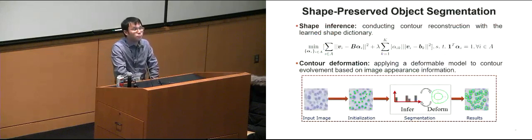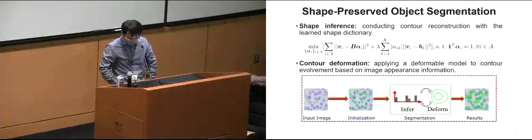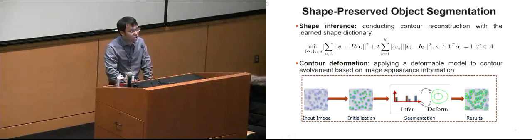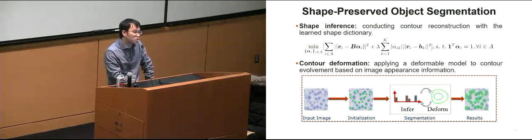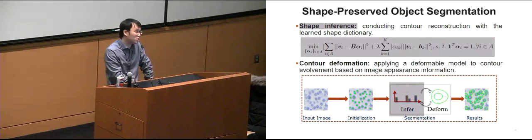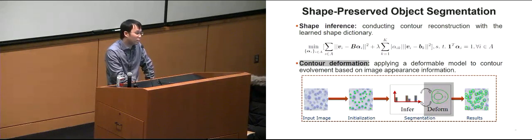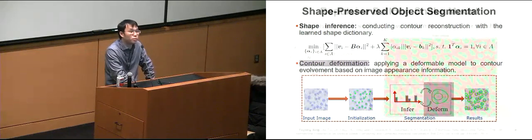As we mentioned before, in the training stage, in the testing stage, we do once shape inference and then once contour deformation. For the shape inference, we can solve this optimization problem, do the sparse reconstruction, based on the dictionary we learn. Then for the contour deformation, to move the contours to the real object boundaries, we develop a new repulsive model, which we call repulsive Bruce-Snake model.